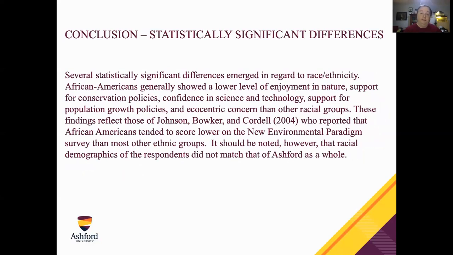Conclusion, statistically significant differences. Several statistically significant differences emerged in regard to race ethnicity. African Americans generally showed a lower level of enjoyment in nature, support for conservation policies, confidence in science and technology, support for population growth policies, and ecocentric concern than other racial groups. These findings reflect those of Johnson, Bowker, and Cordell, who reported that African Americans tended to score lower on the new environmental paradigm survey than most other ethnic groups. It should be noted, however, that racial demographics of the respondents did not match that of Ashford as a whole.